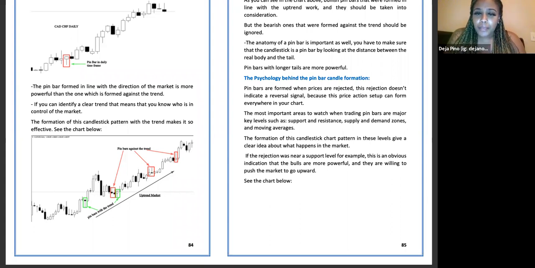It says, the formation of this candlestick chart pattern in these levels gives a clear idea about what happens in the market. If the rejection was near a support level, for example, this is an obvious indication that the bulls are more powerful and they are willing to push the market to go upward. I'm going to read that again. The formation of this candlestick chart pattern in these levels gives a clear idea about what happens in the market. If the rejection was near a support level, for example, this is an obvious indication that the bulls are more powerful. They are willing to push the market to go up.